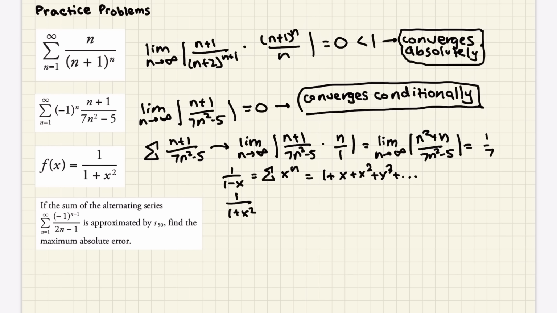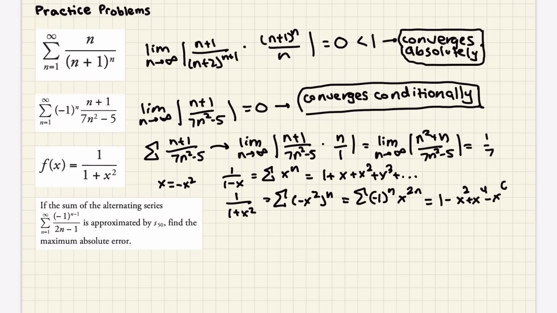And so 1 over 1 plus x squared is going to be using substitution. You say x is equal to negative x squared. Every time you see an x here, you're going to replace it with negative x squared to the power of n. And so it's going to be negative 1 to the power of n times x to the power of 2n. This is going to become an alternating series now. So that's going to be approximately 1 minus x squared plus x to the power of 4 minus x to the power of 6 plus and so on. So that's going to be our Maclaurin series for this function.